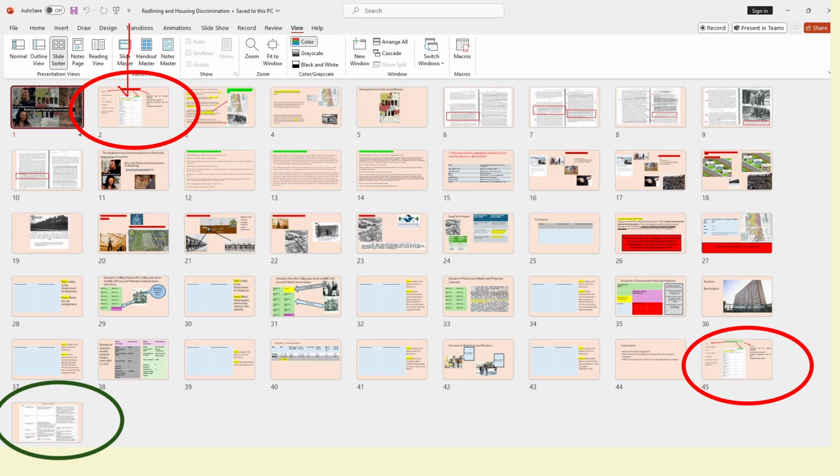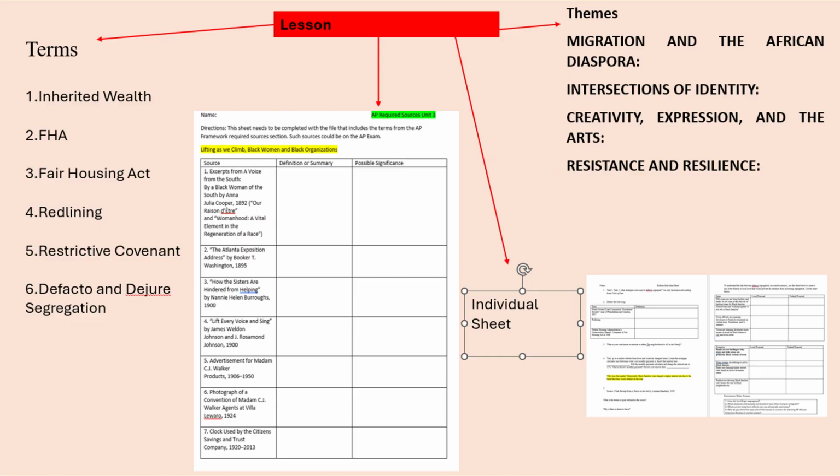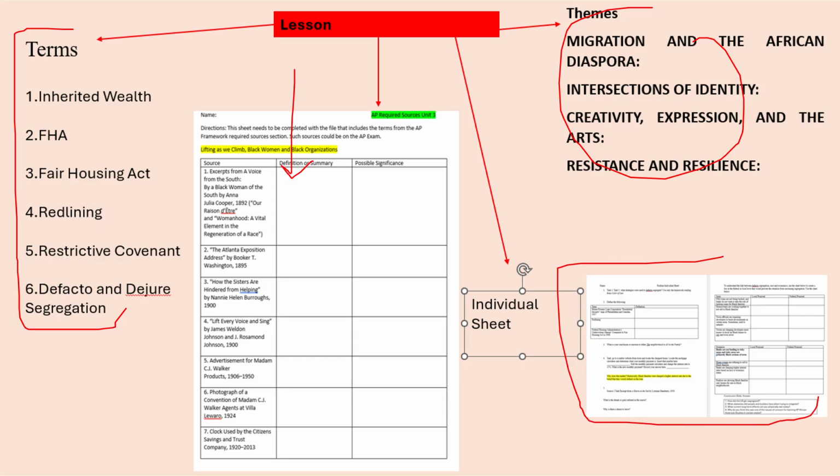The second slide has a term sheet with the AP themes. It is also the last slide for closure, and then you have an answer key embedded in the slideshow. This is what that second slide looks like. We have the terms to the left, the AP themes, the source worksheet, and then that individual lower level worksheet, so students can visually see all of the pages that are required.